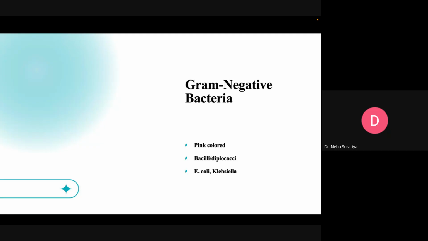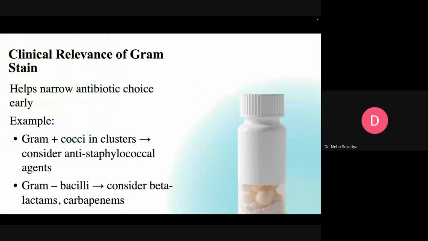So this is about gram positive and negative. Now let's correlate with the clinical things, the clinical relevance of gram stain. Let us connect gram stain to the treatment. This will help us narrow down antibiotic choices early. Of course, if you have an idea about gram positive and negative, you can narrow down your antibiotic choices.